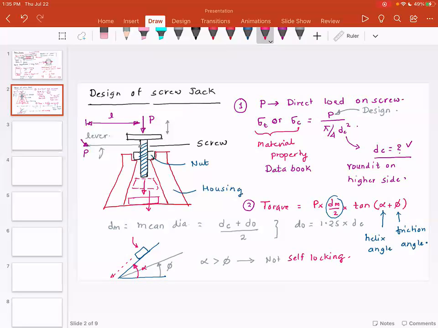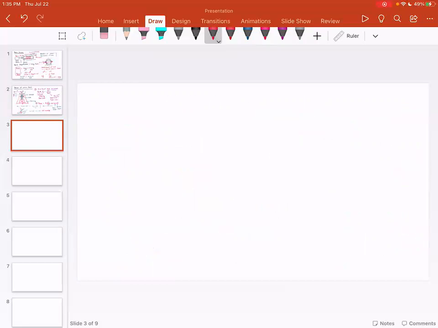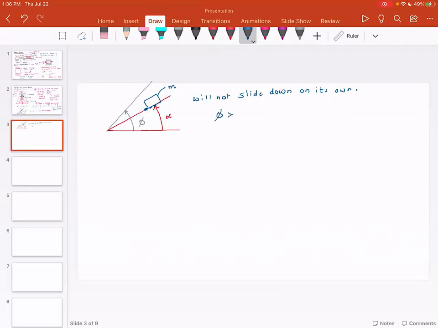So let me give you an example of what happens when alpha is less than phi. Think about the value of alpha being less than the value of phi. This is phi. This is alpha. In this case, if you have a block of mass m, it doesn't matter what mass, this will be locked. It will not slide down on its own. So phi is greater than alpha and the screw is self-locking.